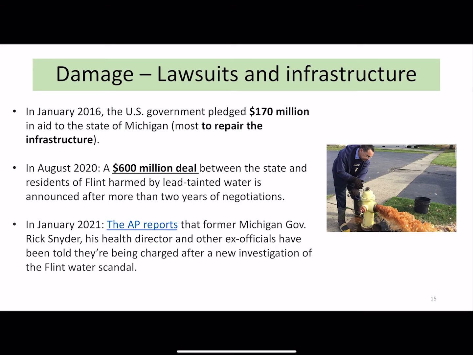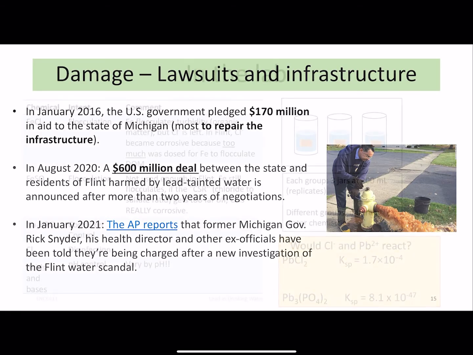In August 2020, there was a $600 million deal between the state and the residents of Flint who were harmed, after more than 2 years of negotiations. And in January 2021, the news reported that some authorities, like the Michigan governor, the health director, and other former authorities, are going to be charged after new investigations they are doing.